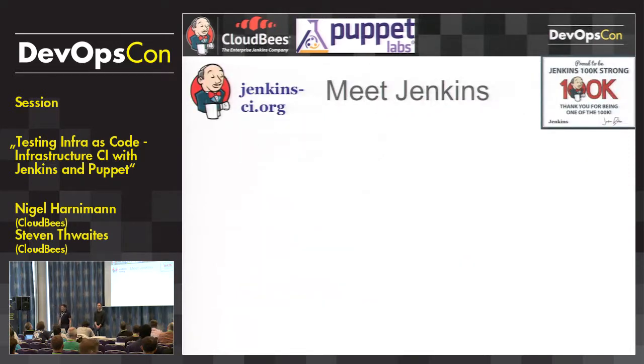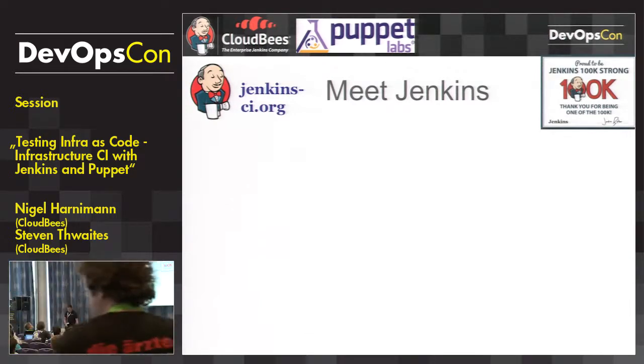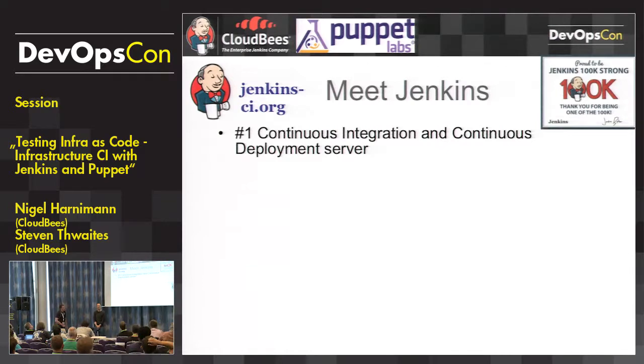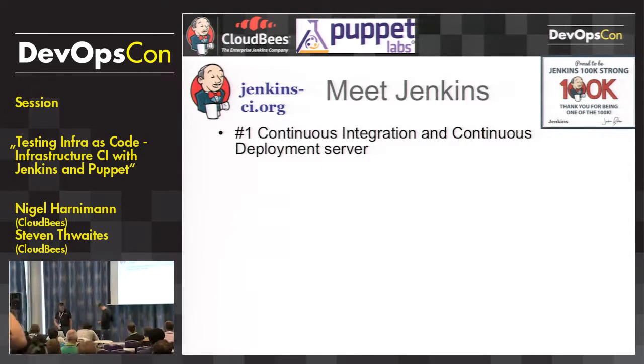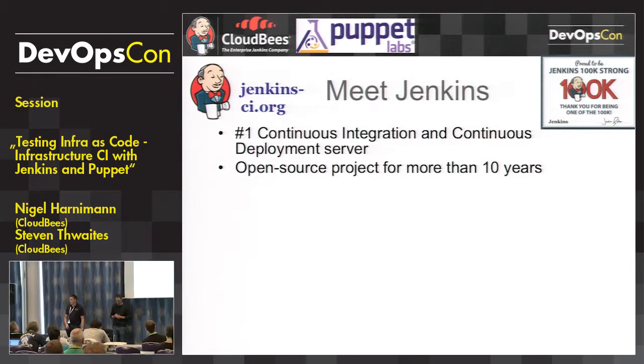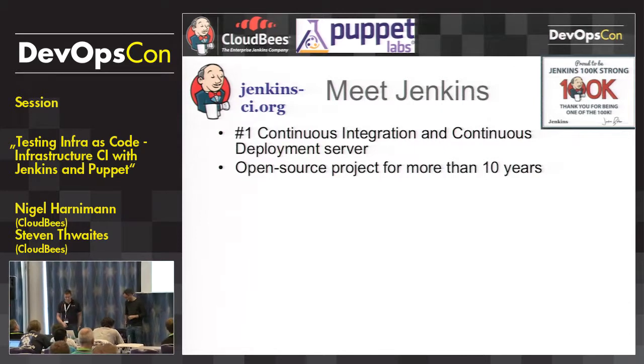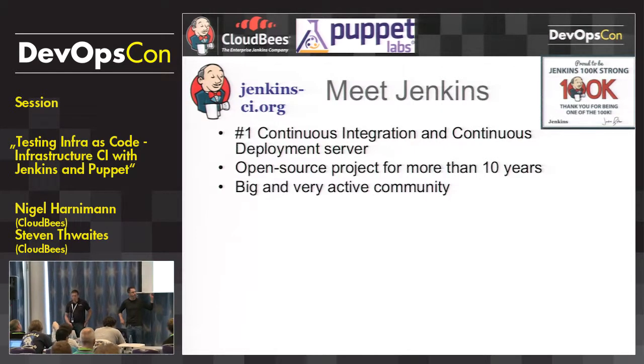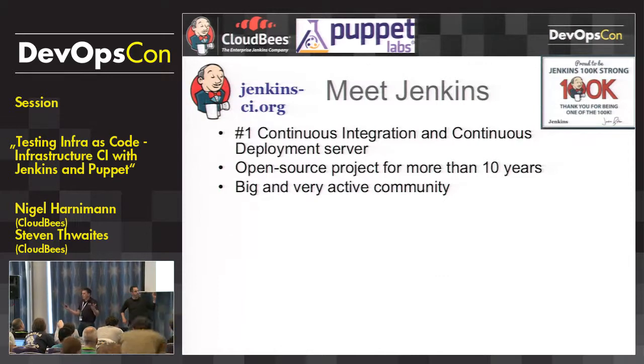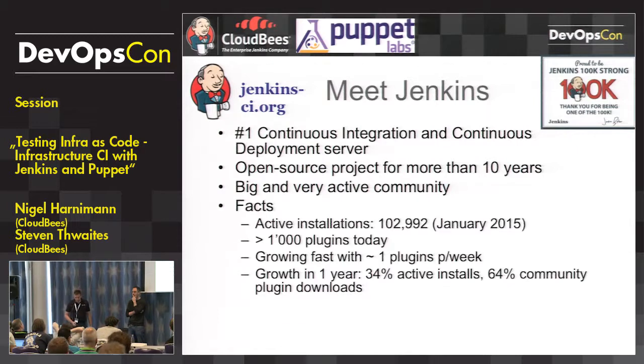So who here is using Jenkins? Good. Lots of people. OK, so we'll recap a little bit on Jenkins for those of you that aren't. It is the number one continuous integration and continuous deployment server out there. It's an open source project. It's been around a similar time to Puppet, for 10 years or more. And it's got a very big and active community. All your hands going up is a good sign, because it shows how widely used it is.